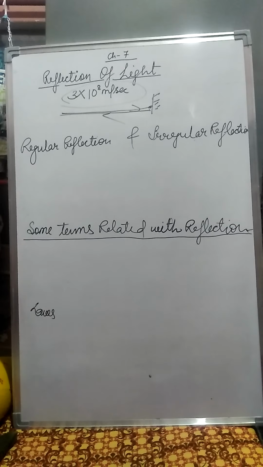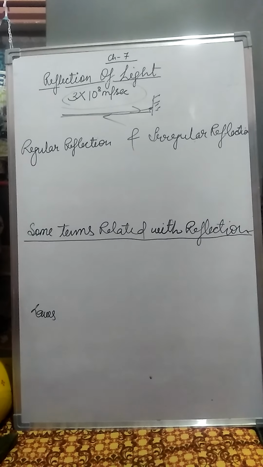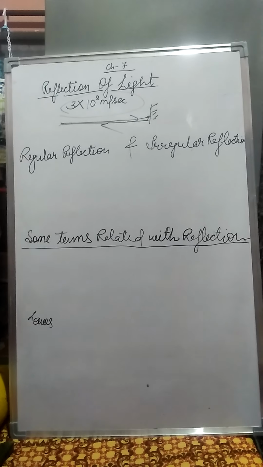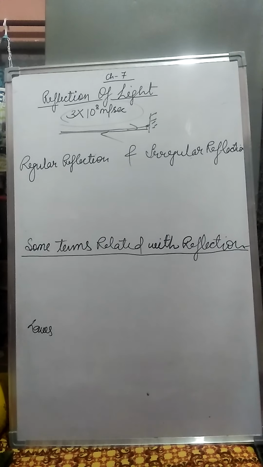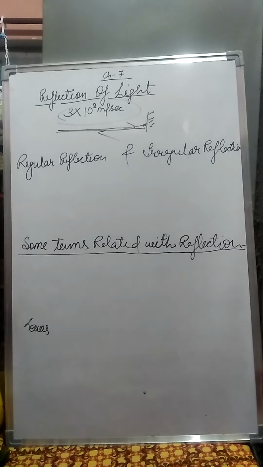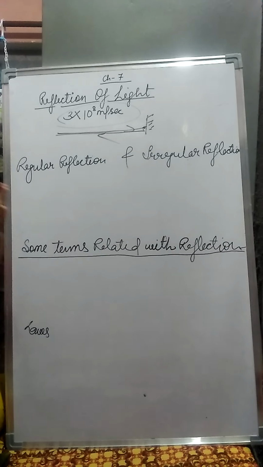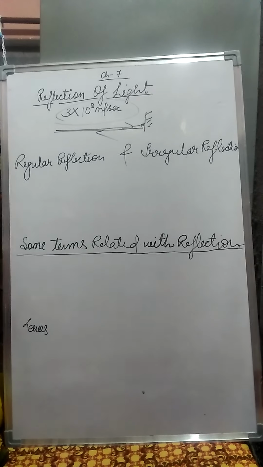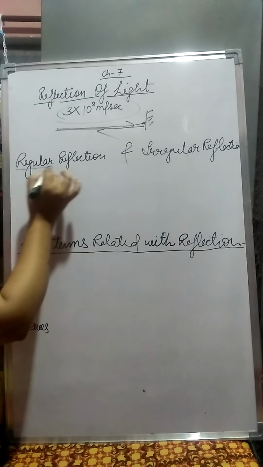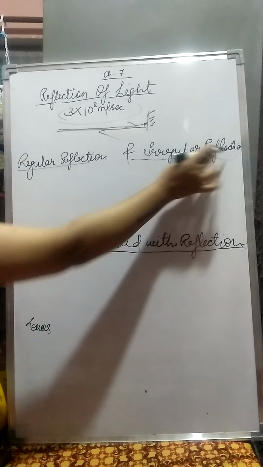For example, we are able to see our image in the mirror. Why are we able to see our image in the mirror? Because when the light rays fall on the mirror, they reflect back to our eyes and we are able to see our image in the mirror. Next, we have the types of reflection, that is regular reflection and irregular reflection.